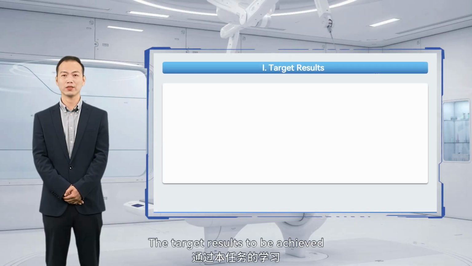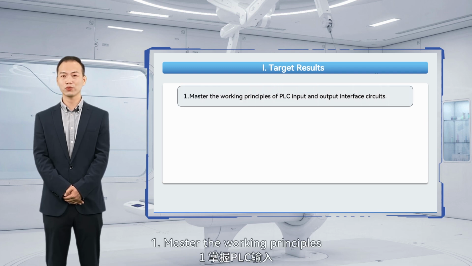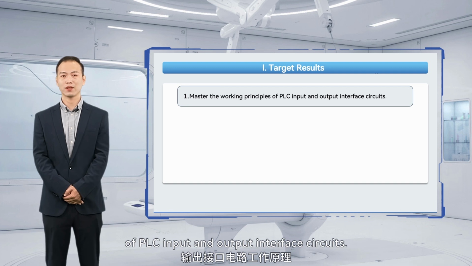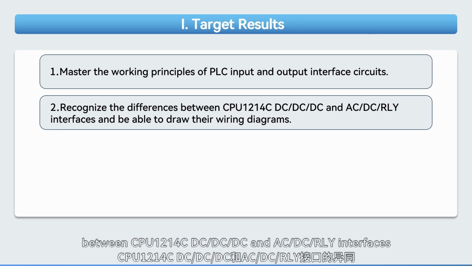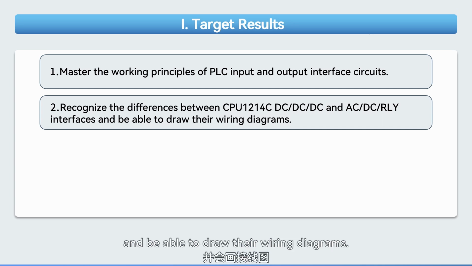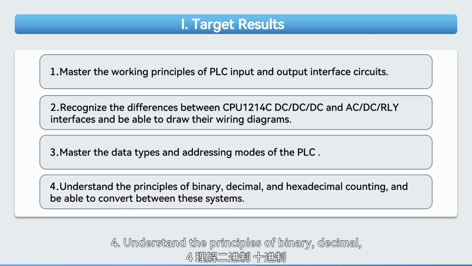The target results to be achieved through the study of this task include: 1. Master the working principles of PLC input and output interface circuits. 2. Recognize the differences between CPU 1214C DC/DC/DC and AC/DC/RLY interfaces and be able to draw their wiring diagrams. 3. Master the data types and addressing modes of the PLC. 4. Understand the principles of binary, decimal, and hexadecimal counting, and be able to convert between these systems.